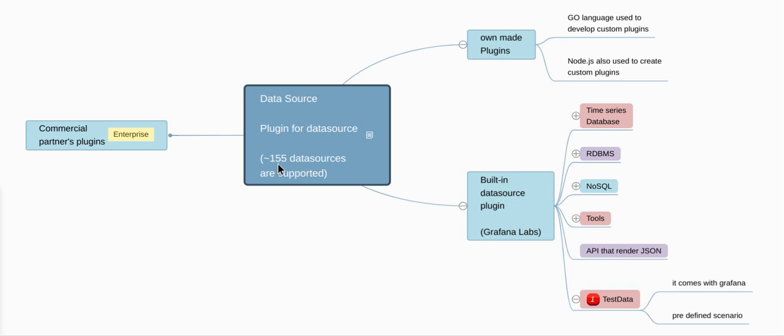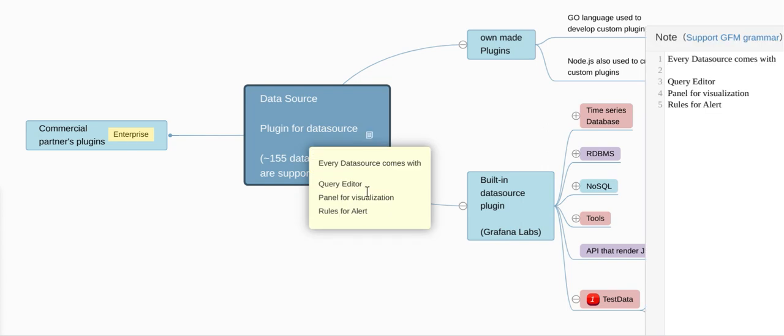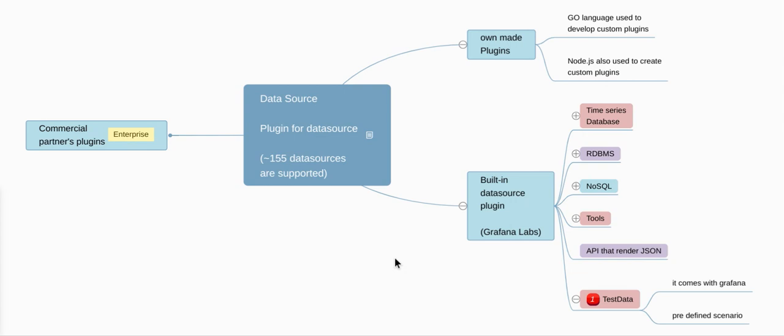There are almost, not exactly, but 155-plus data sources supported by Grafana. Each data source comes with three things: one is the plugin, query editor, visualization support, and alerting purpose. Maybe some of these may be optional, but these are the parts of the data source plugins.